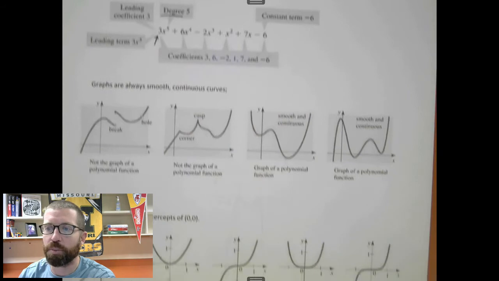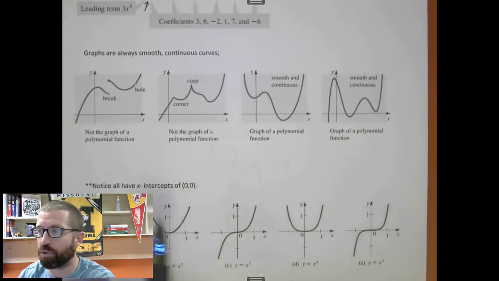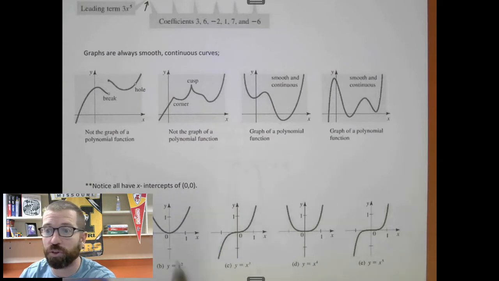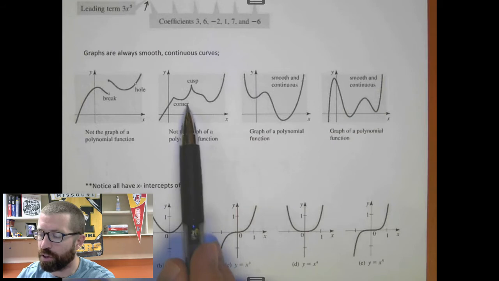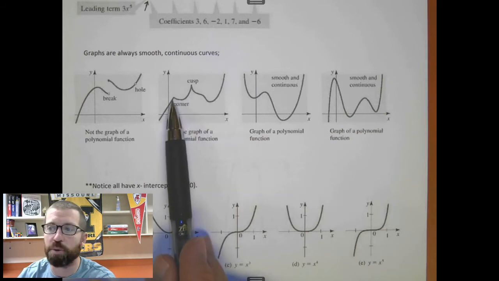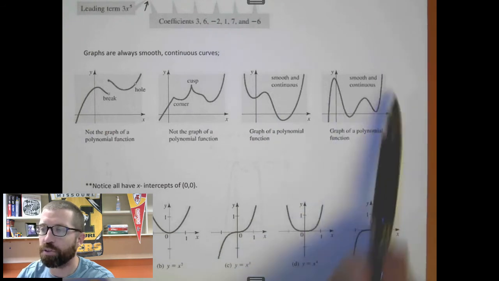So a quick word about their graphs. They're always smooth and continuous. And so you have some examples of polynomials and not polynomials. So if there's any kind of break in the graph, it's not a polynomial. This like cusp or corner, it means it's not a polynomial. But notice how these are smooth all the way through.